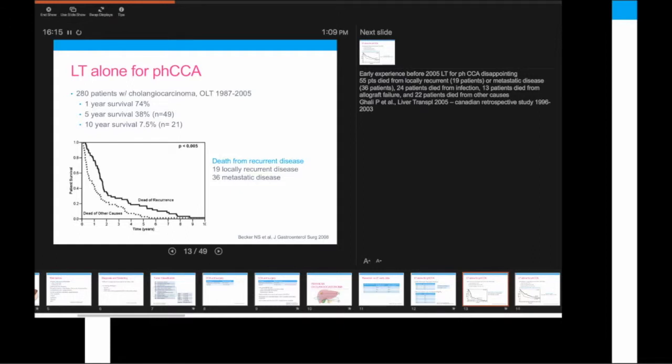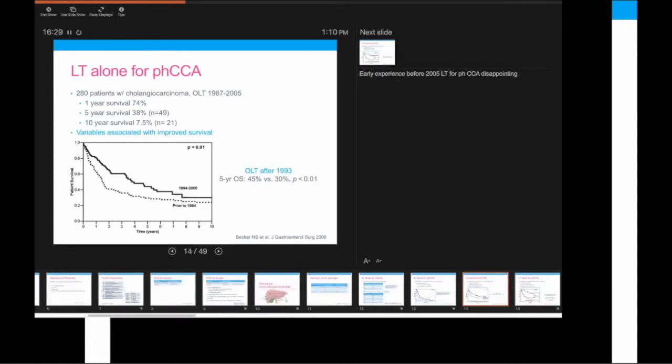They found that death from recurrent disease was the most common reason for death, with 19 being locally recurrent and 36 due to metastatic disease. They also found certain variables that were associated with improved survival. So patients who were transplanted after 1993 overall did better. Their 5-year overall survival was 45% versus the 30% in patients who were transplanted prior to 1993.